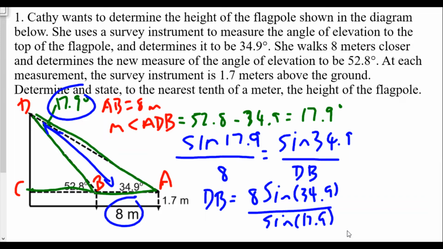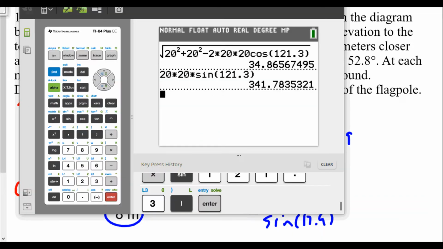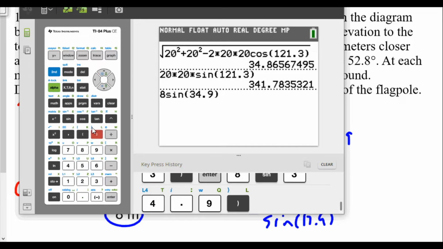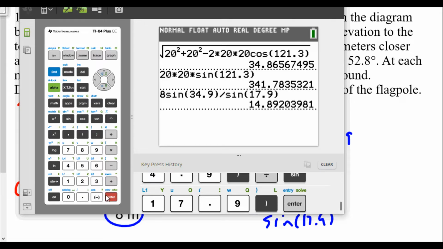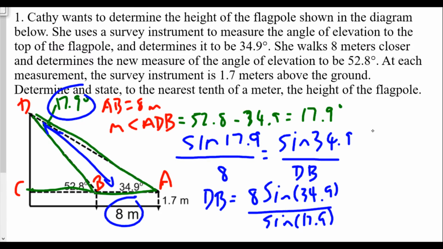All right, so let's take our calculator. We're going to do 8 sine of 34.9, close parenthesis, and divide by the sine of 17.9. Okay? And we're going to get a measurement of 14.892, and so on and so forth. So we'll do 14.892.